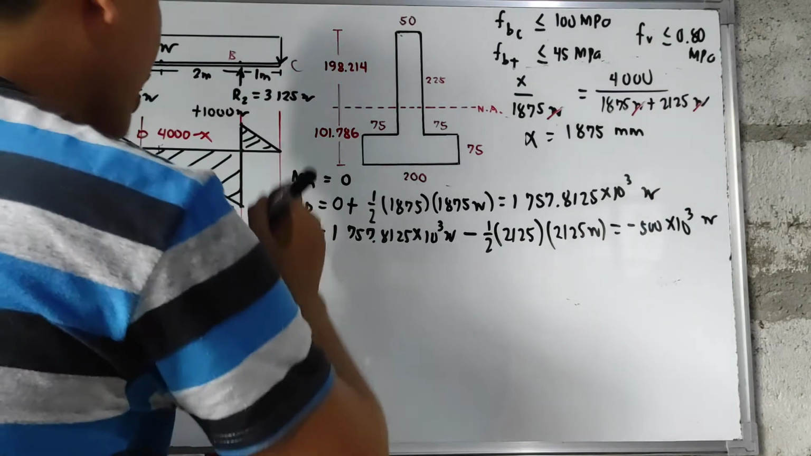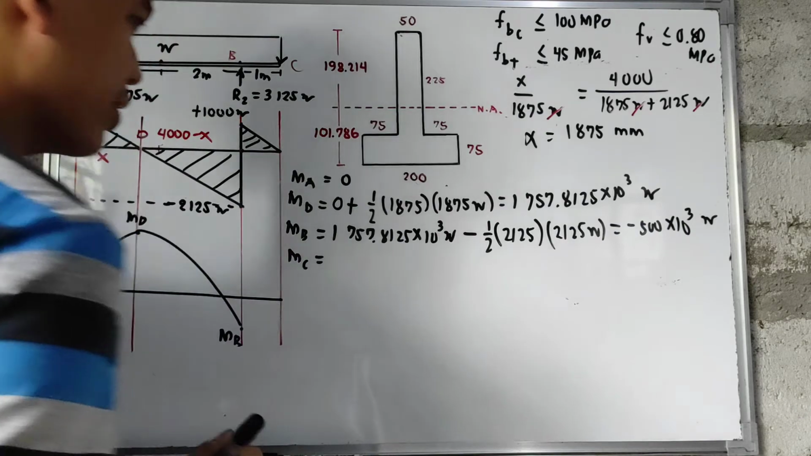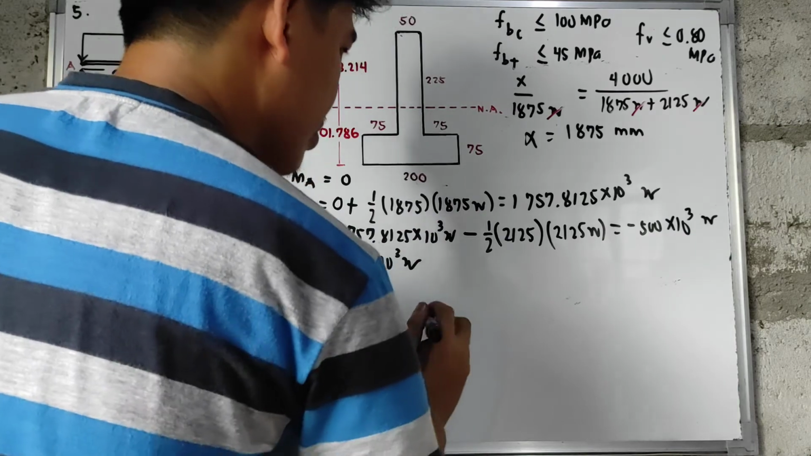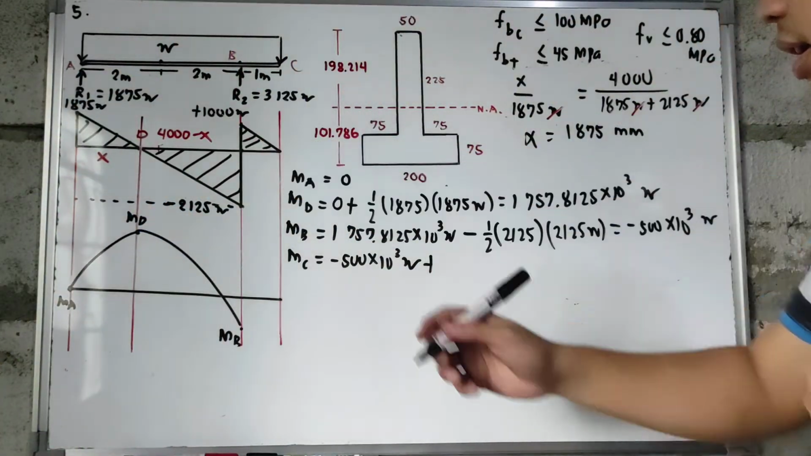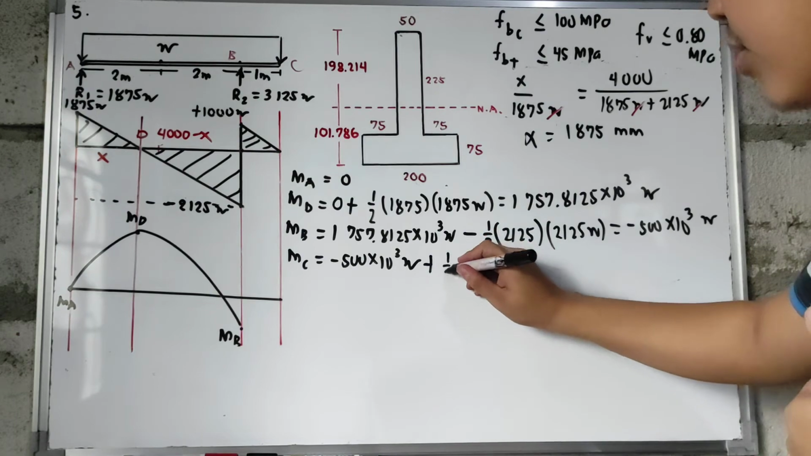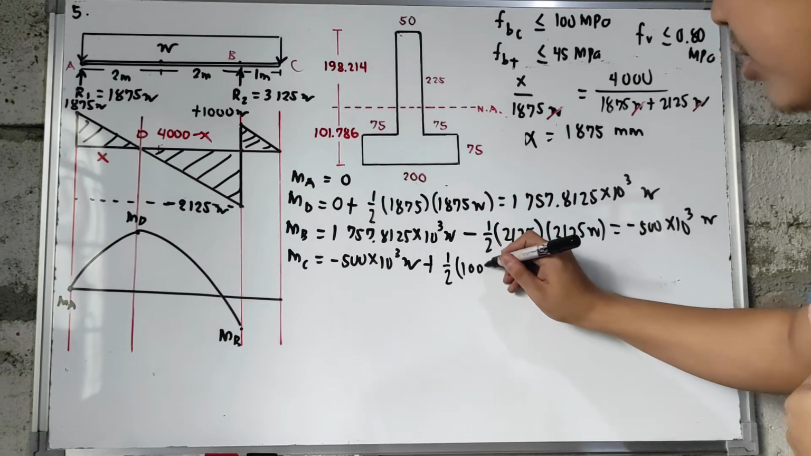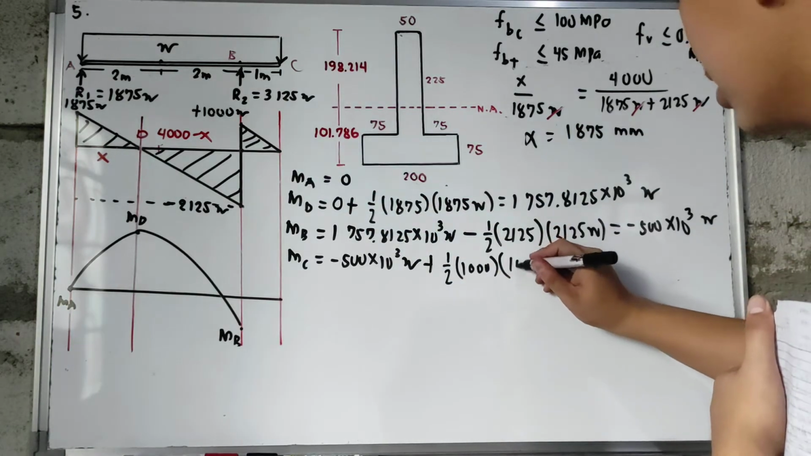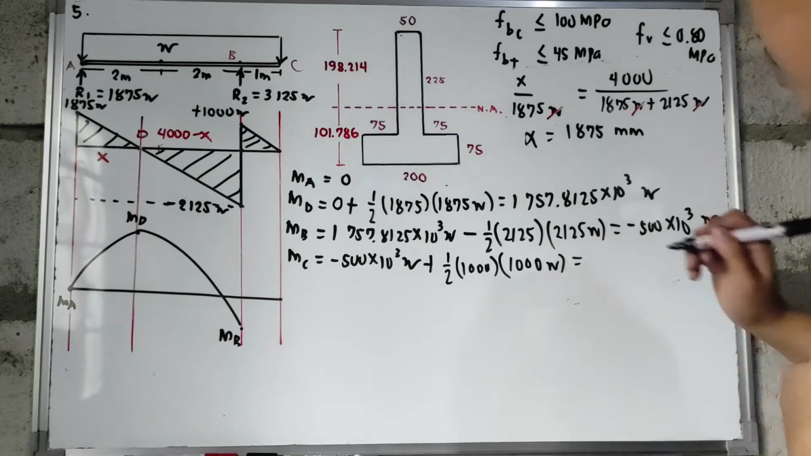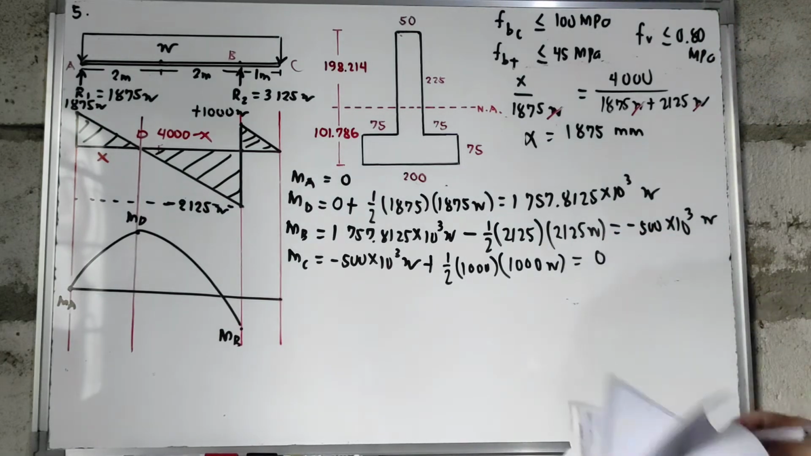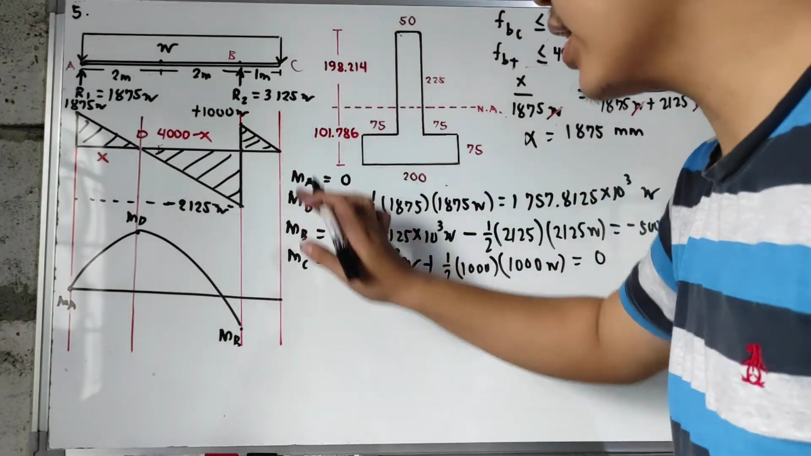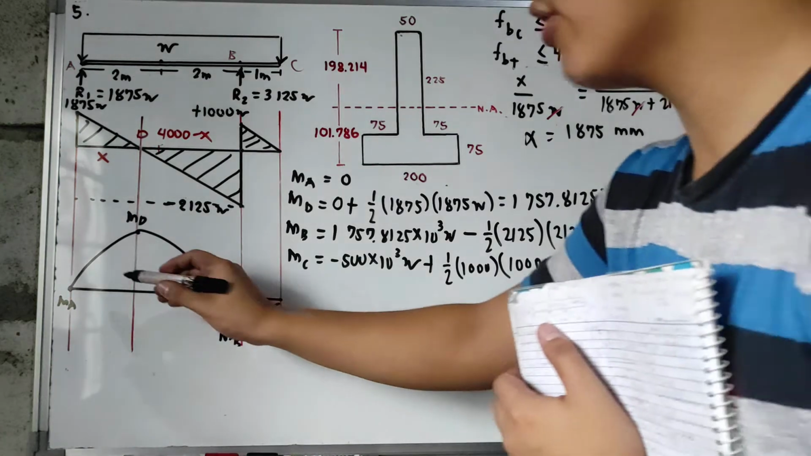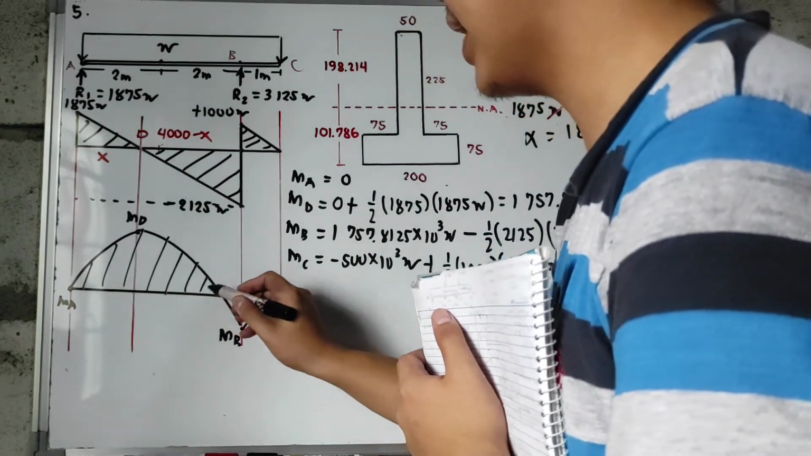Lastly, for the value of MC. So, MC is negative 500 times 10 raised to 3 W plus this small triangle, 1/2, with a base of 1,000 and a height equal to 1,000W. So, the value of MC is now equal to 0. Since the value of our shear is decreasing, of course it will be sad face. So, this will now become your moment diagram.